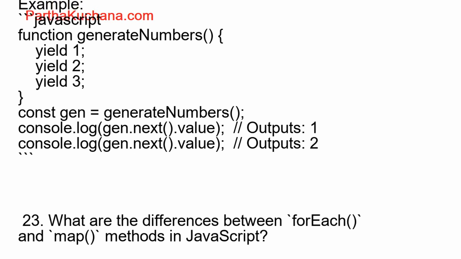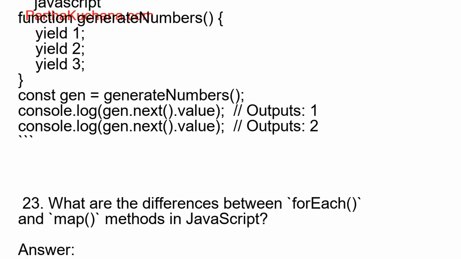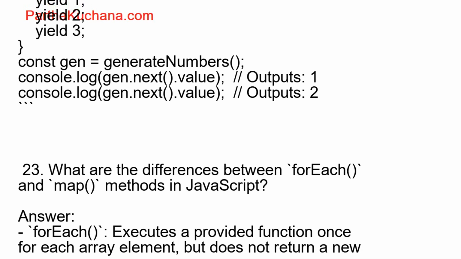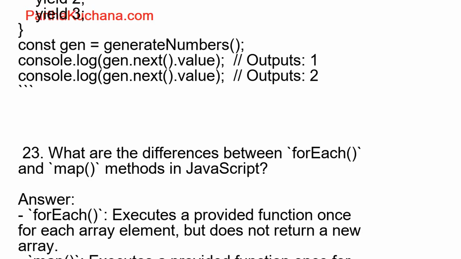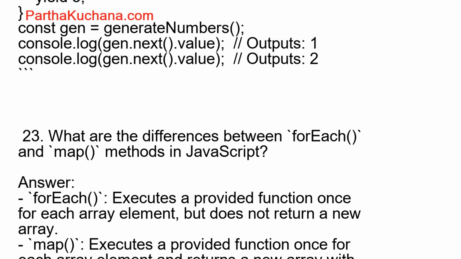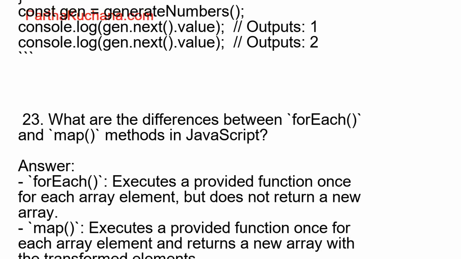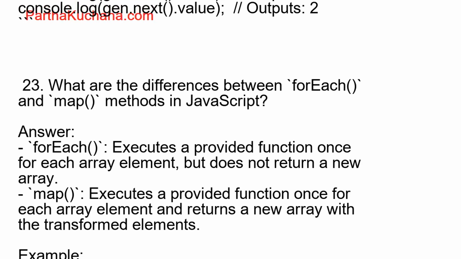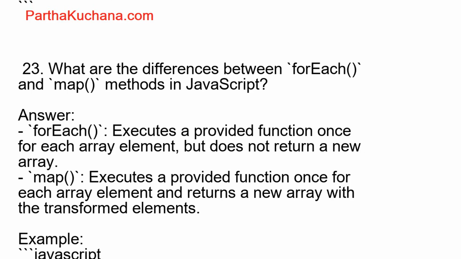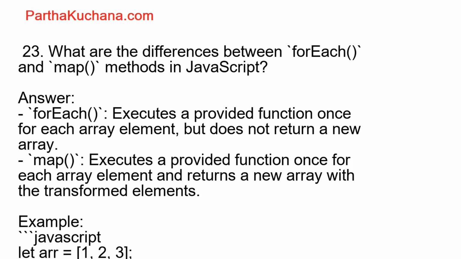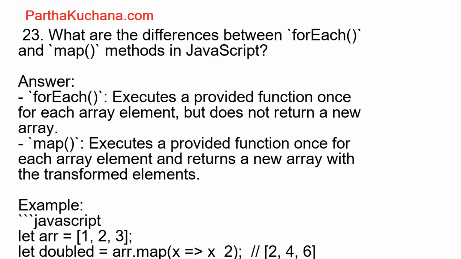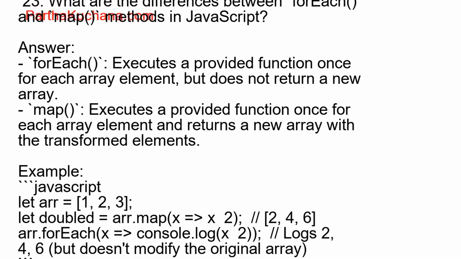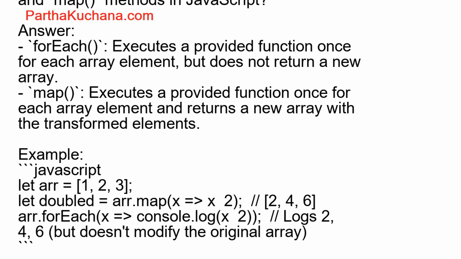24. How can you optimize the performance of JavaScript code? Answer: Some strategies for optimizing JavaScript code include minifying and bundling files, using requestAnimationFrame for animations, avoiding unnecessary reflows and repaints in the DOM, debouncing or throttling expensive operations like scroll and resize event handlers, lazy loading images and other assets.